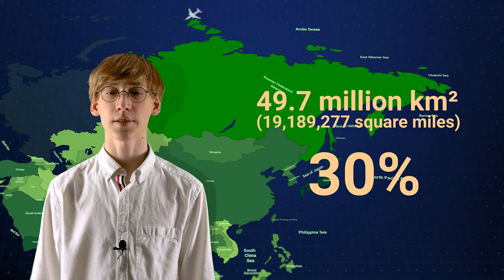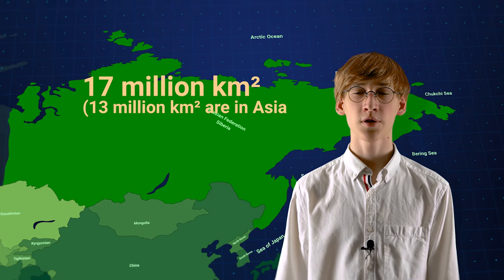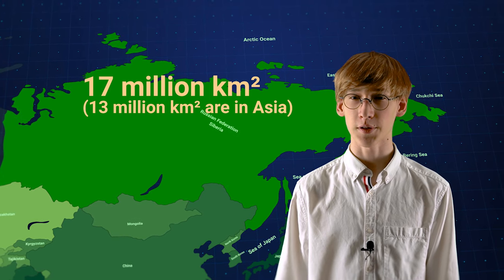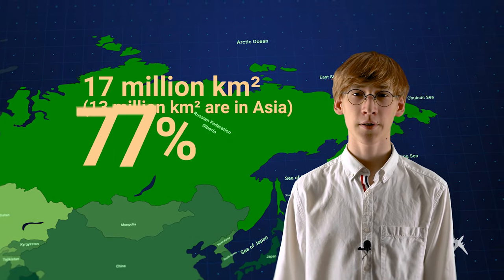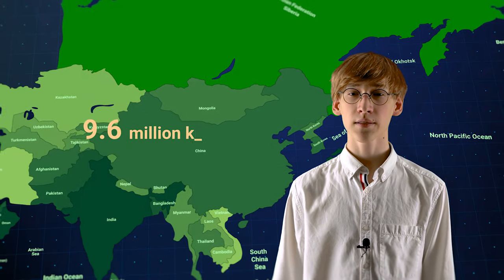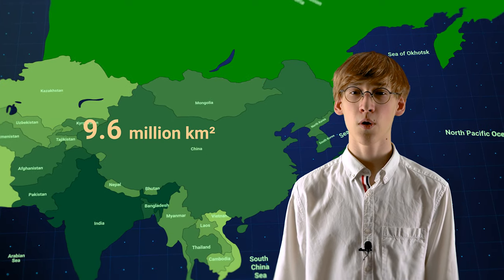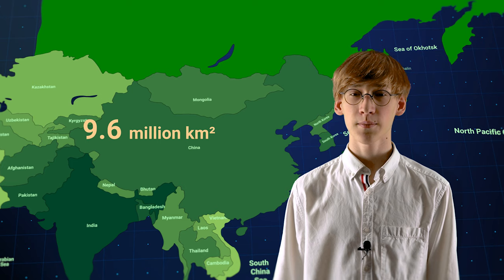How many countries are there in Asia? The area is shared by 48 countries. By far the largest nation by area is Russia, with more than 17 million square kilometers, 13 million of which are in Asia. The second largest country is China, which has an area of 9.6 million square kilometers.